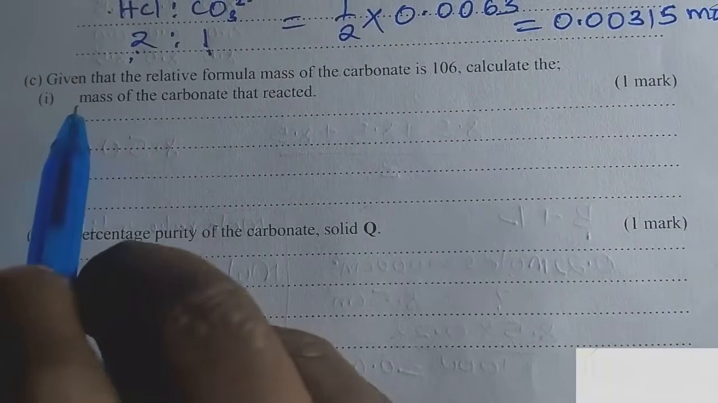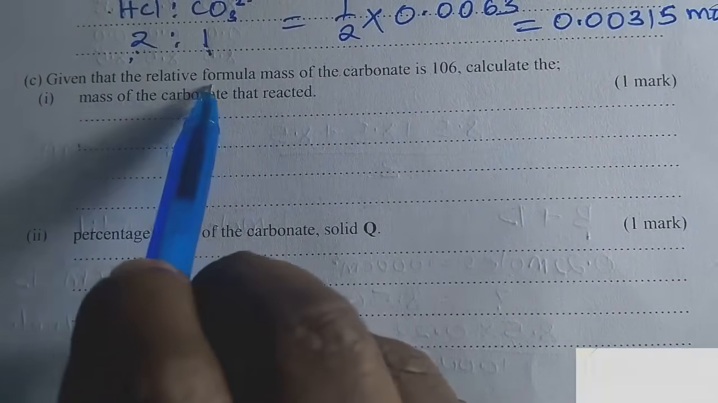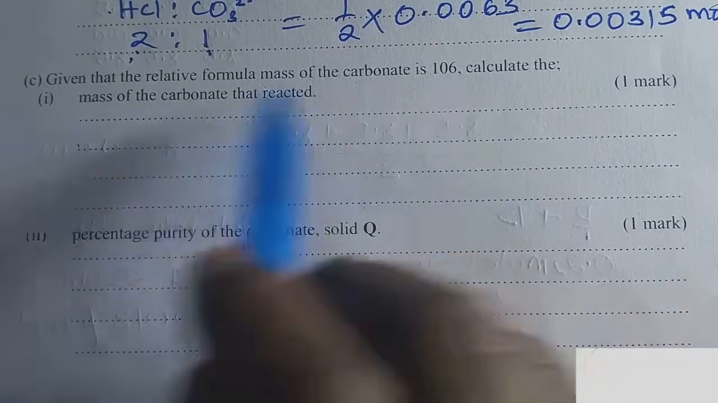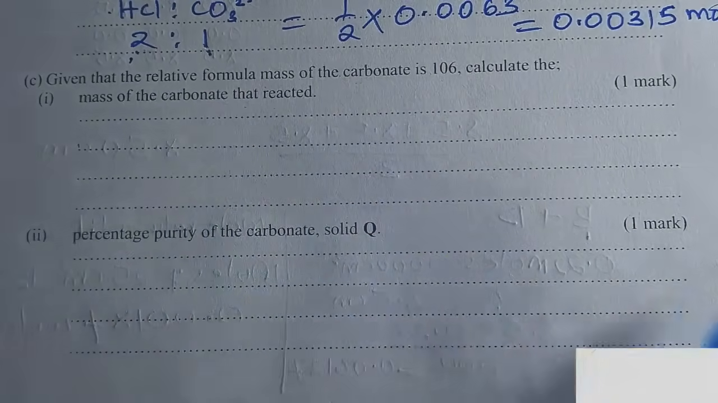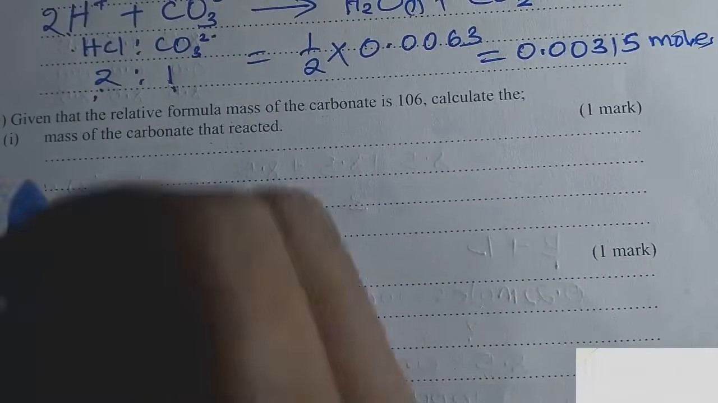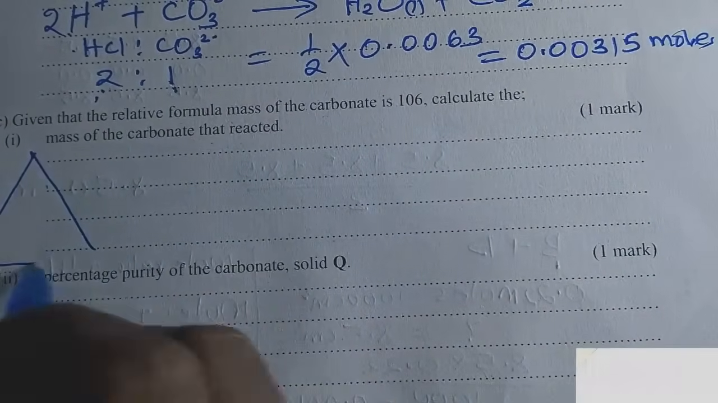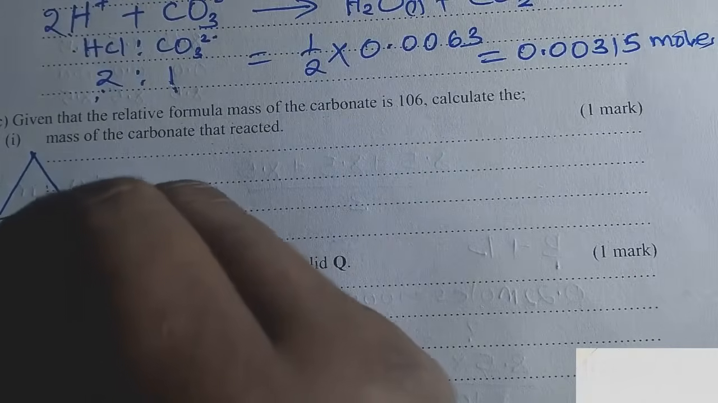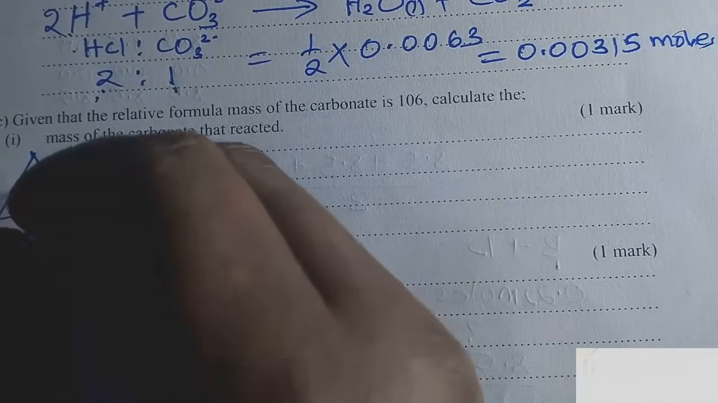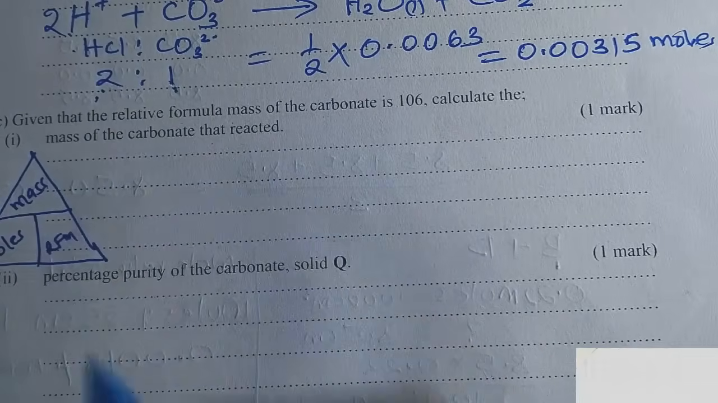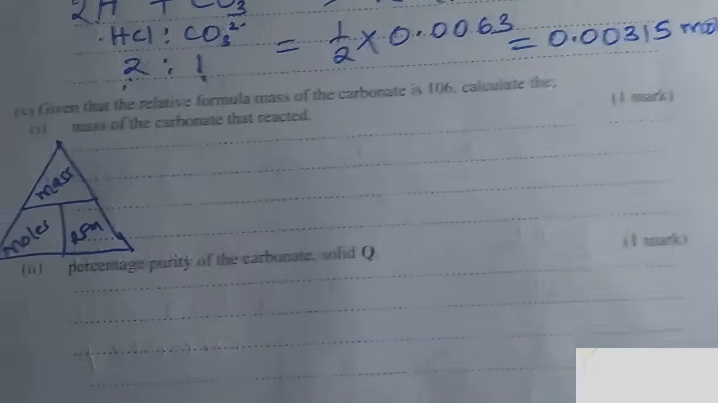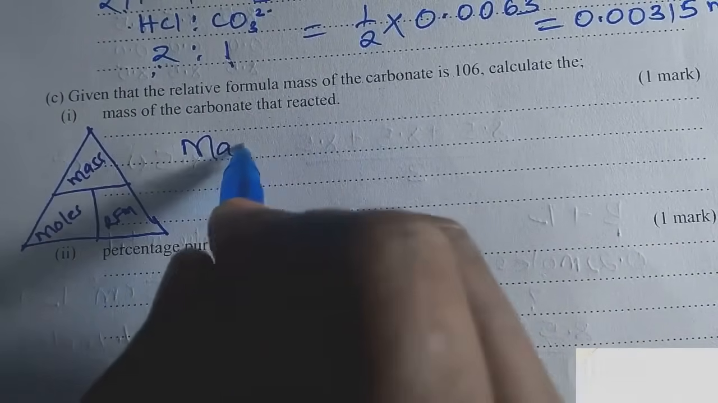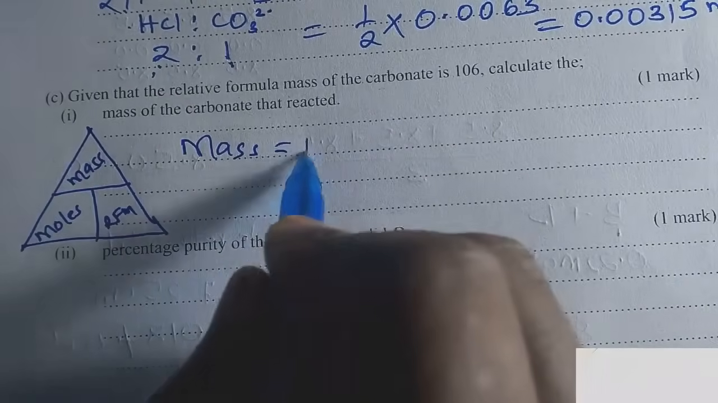Determine the relative formula mass of the carbonate. Given that the RFM of the carbonate is this, calculate the mass of the carbonate that reacted. From this triangle, we know how to calculate the mass: moles, mass, RFM. What we are looking for is the mass of the carbonate. So mass is equal to moles times RFM.